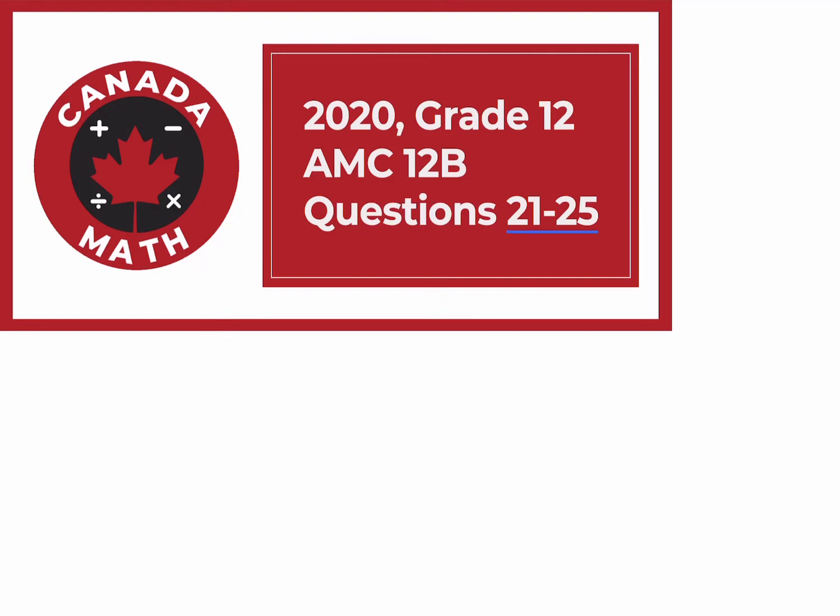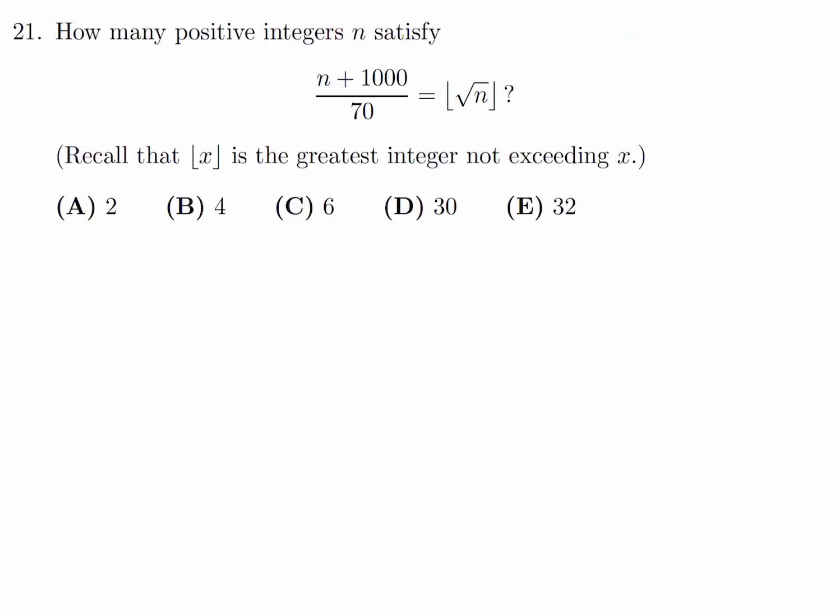Questions 21 through 25 on the 2020 Grade 12 AMC 12B. How many positive integers n satisfy (n plus 1,000) over 70 is equal to the square root of n bracket? Recall that bracket x is the greatest integer not exceeding x.